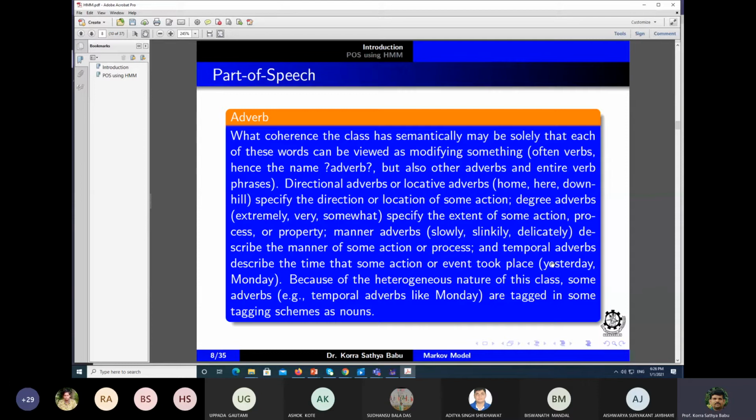Now, similarly, a particle resembles a preposition or an adverb and is used in combination with a verb. Particles often have extended meanings that aren't quite the same as the prepositions they resemble. For example, in the sentence, she turned the paper over, you can see that the particle over has an extended meaning and is not quite the same as the preposition it resembles.